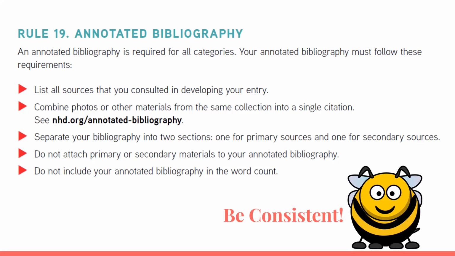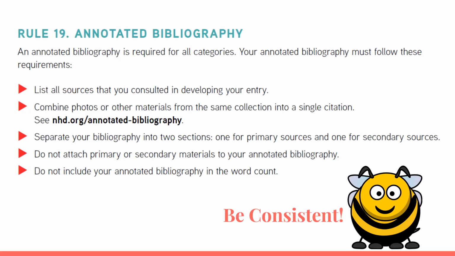nhd.org/annotated-bibliography. You have to separate your bibliography into two sections, one for primary sources and one for secondary sources. You cannot put the same source in both lists. You have to pick which one it is, and you have to give that argument for it. Don't attach any primary or secondary materials to your annotated bibliography. And the good news is your annotated bibliography does not count in your word count.